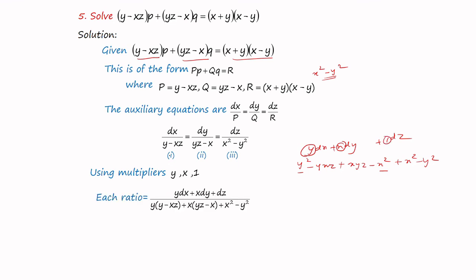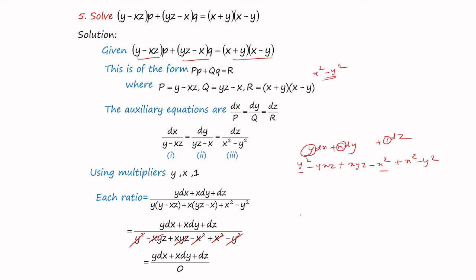So each ratio will be equal to y dx plus x dy plus, here 1 is multiplied, so dz, divided by y into (y minus xz) plus x into (yz minus x) plus (x squared minus y squared). Taking the terms inside, the denominator is y squared minus xyz plus xyz minus x squared plus x squared minus y squared. Here y squared gets cancelled, minus xyz plus xyz gets cancelled, minus x squared plus x squared gets cancelled. So the denominator has the value 0.